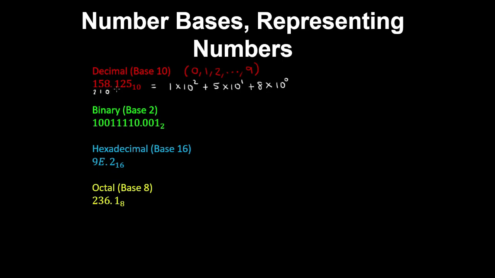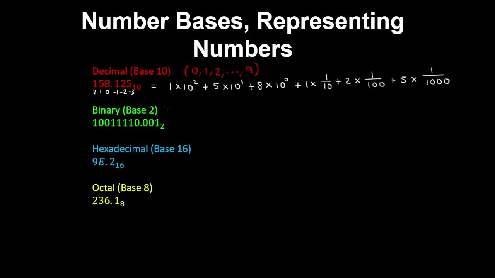And to the right of the decimal place, we multiply each number by negative powers of 10. So we have 1 by 10 to the minus 1, which is 1 on 10, plus 2 by 10 to the minus 2, which is 1 on 100, and then plus 5 by 10 to the minus 3, which is 1 on 1000.